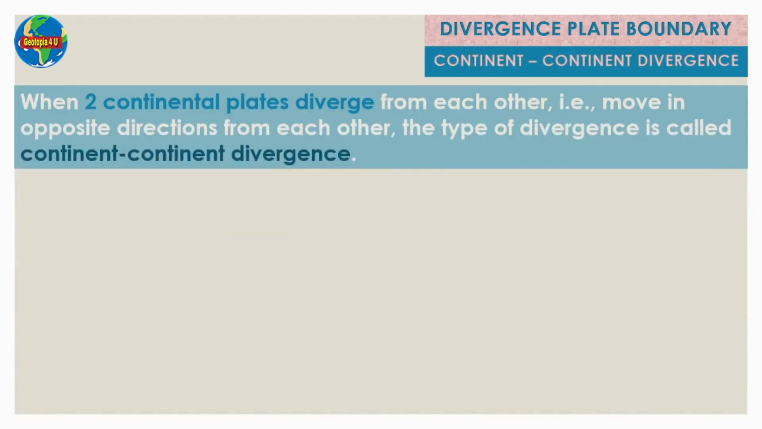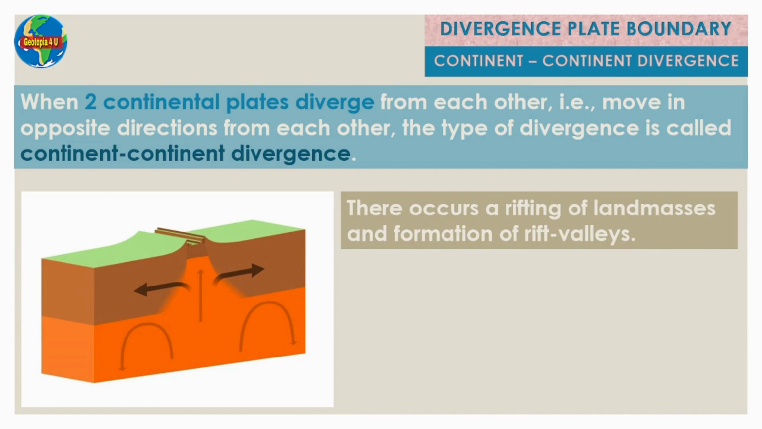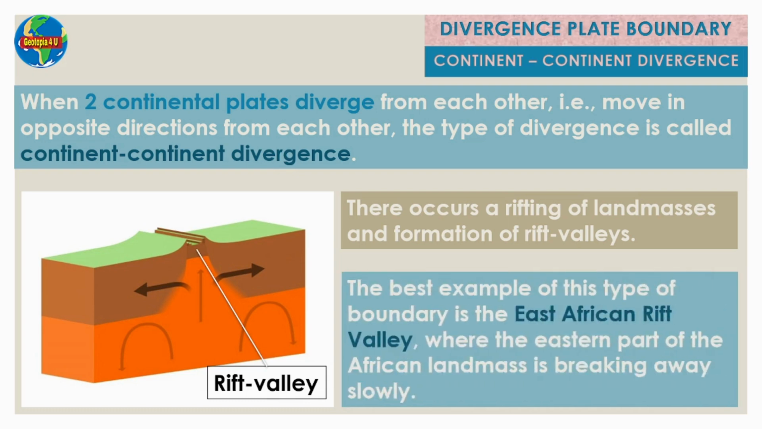Continent-continent divergence. When two continental plates diverge from each other, that is, move in opposite directions from each other, the type of divergence is called continent-continent divergence. There occurs a rifting of landmasses and formation of rift valleys. The best example of this type of boundary is the East African Rift Valley, where the eastern part of the African landmass is breaking away slowly.